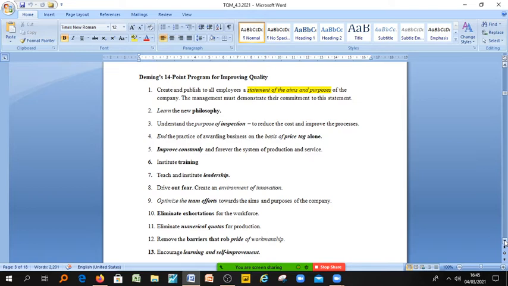Then he talked about eliminating exhortation for the workforce. Now, exhortation is like encouraging someone to do something. Exhortation for the workforce is like you're supposed to do your role.